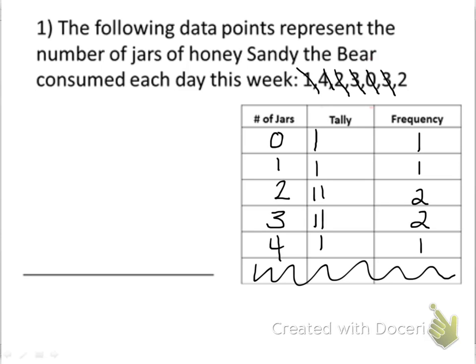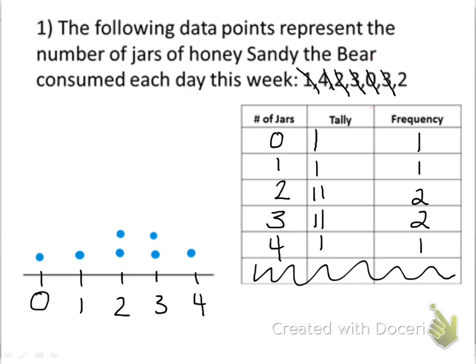Now that we've got our frequency table, we need to figure out our scale for our number line. Well, it starts at 0 and it goes to 4. So I'm going to start over here at 0 and then go 1, 2, 3, and 4. Now I need to place a dot for each frequency of the item. So 0 occurs once, so I'll place 1 dot. 1 occurs once. 2 occurs twice, 3 occurs twice, and 4 occurs once.